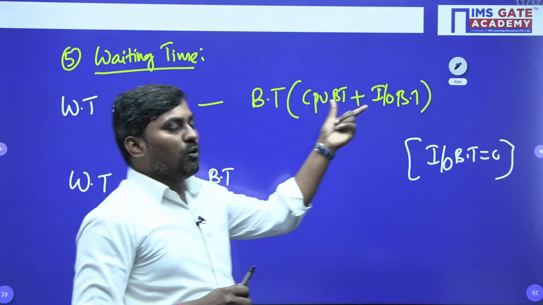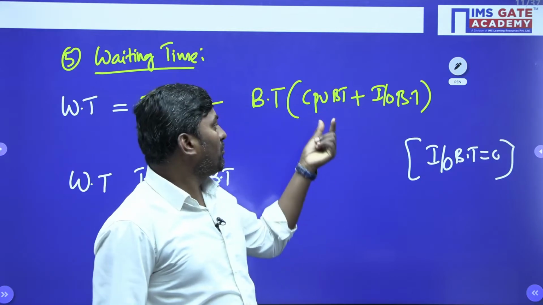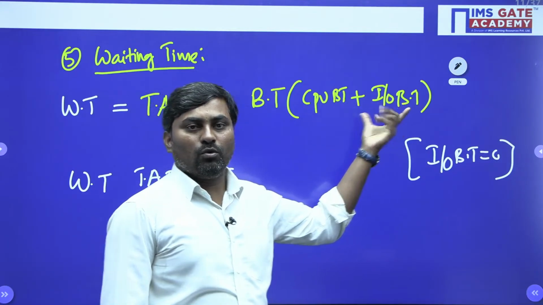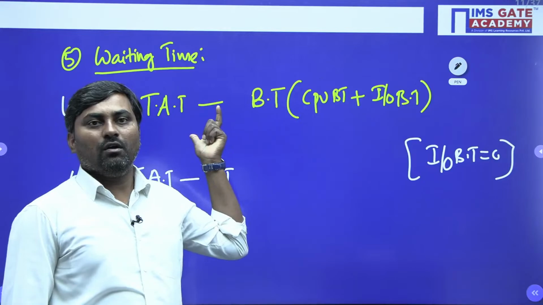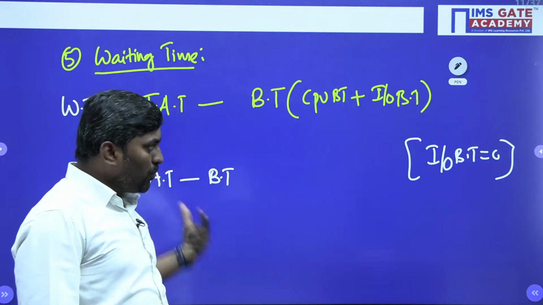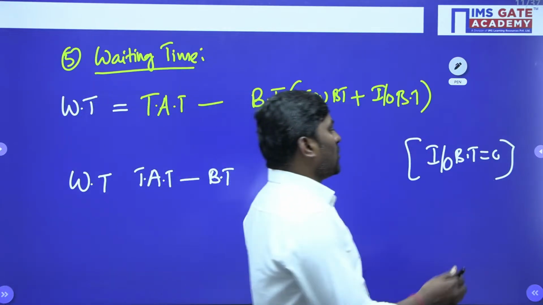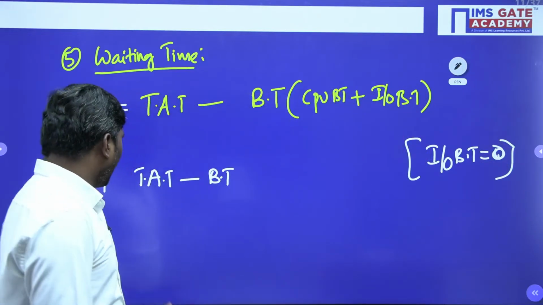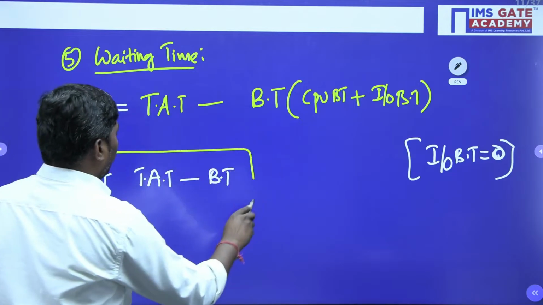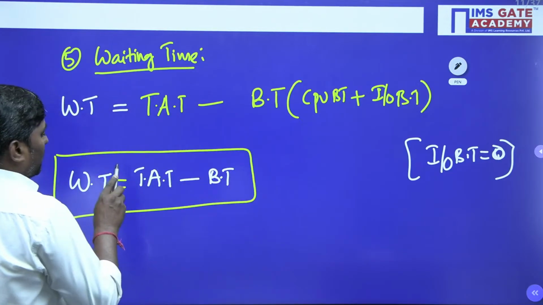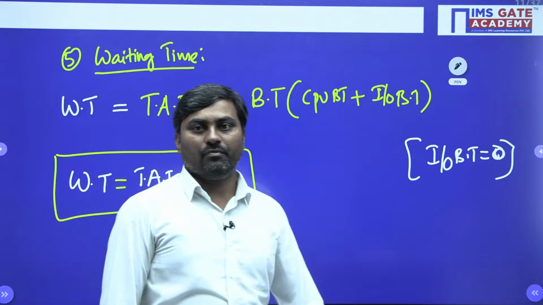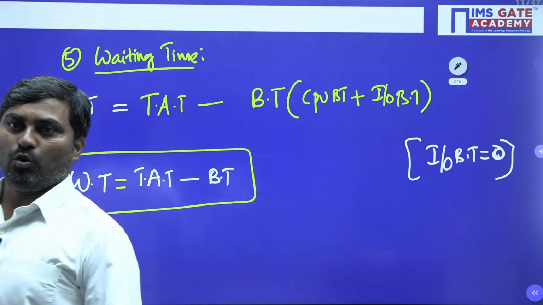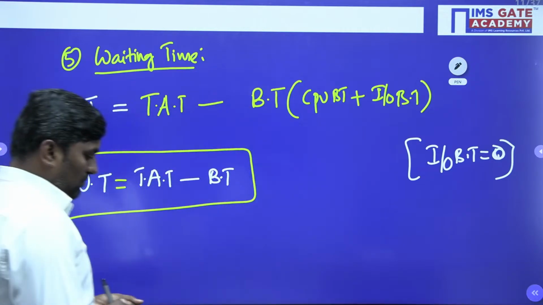When IO burst time is considered, you remove both the CPU burst and the IO burst from the total time, then you get the waiting time of a process. Suppose IO burst time is not there, not considered, neglected as zero, then the waiting time of a process would be turnaround time minus burst time. I hope this is clear.